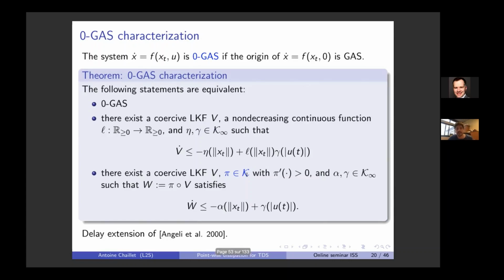So this is just a delay extension of Angeli et al. I'm not saying that the proof is straightforward, because of the coercivity requirements and the fact that you have additional terms coming into play here. But it's really the same spirit.